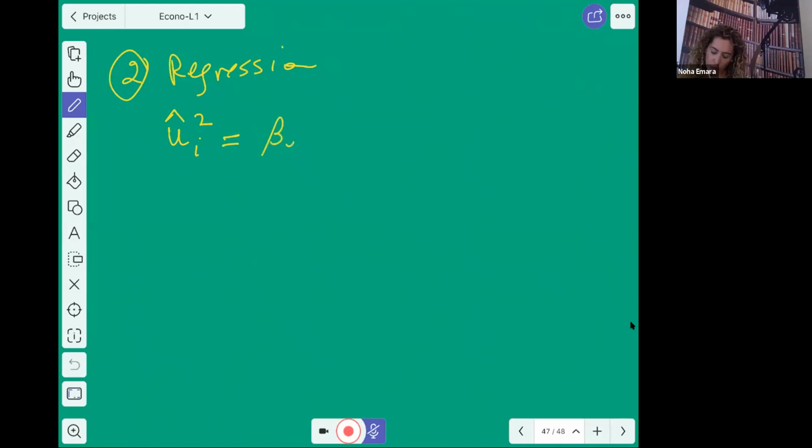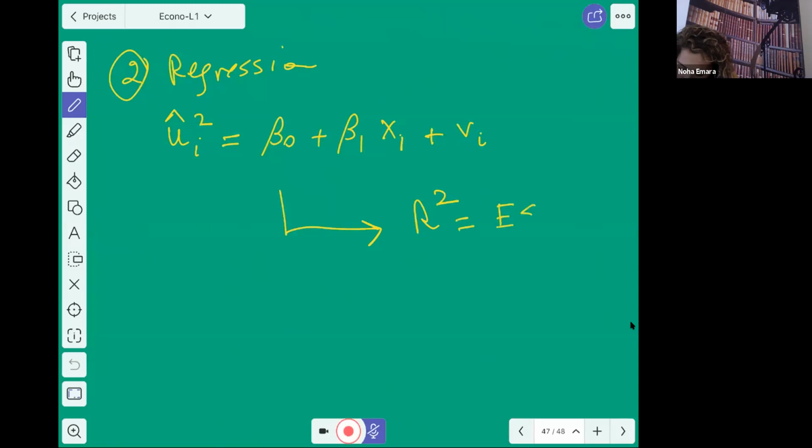So let's say it's going to be like beta naught plus beta 1 x1, and I'm going to have an error term for this regression. Let me call it xi, because I don't have x1, x2 here. Okay, so it's just on x. So you're going to have this regression, and out of this regression, you would get an r square. So you get an r square, which is the explained sum squared over the total sum squared. To what extent the variation in the x is explaining variation in the error term.